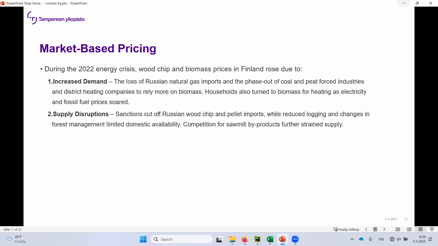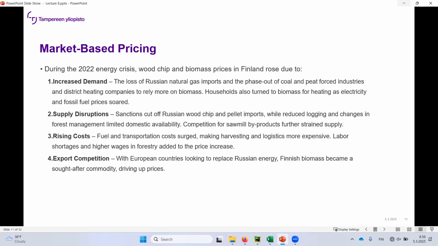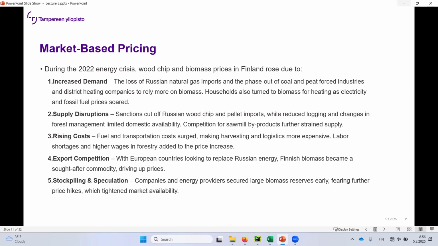Reduced logging and changes in the forest management limited domestic availability, and there's also competition for sawmill byproducts. So rising costs: fuel and transportation costs surged because oil prices and natural gas prices went up. And there's also export competition. Some of the European countries were also relying on Russian energy, so Finnish biomass could be used for that. And then there was stockpiling and speculation.